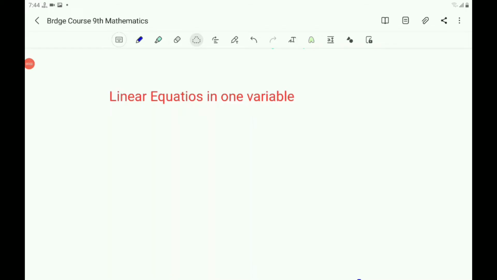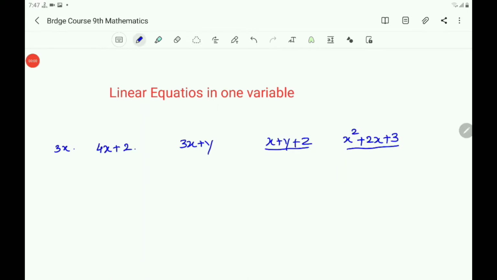Children, now let us continue the discourse of ninth standard, that is about the linear equations in one variable. In 8th standard you learnt about the linear equation in one variable, that is the definition and also some examples and also solution of some linear equations. Children, now let us go through some examples.